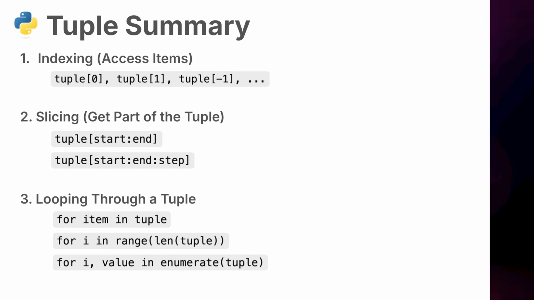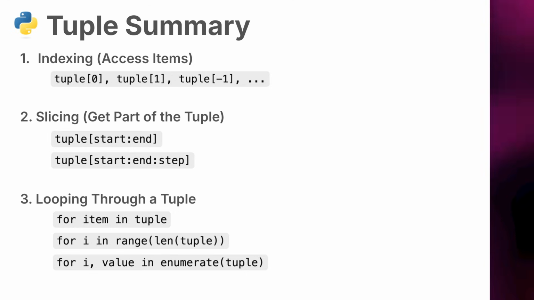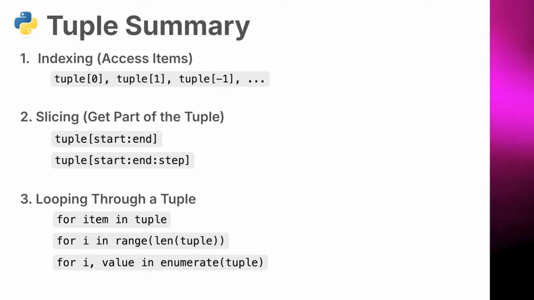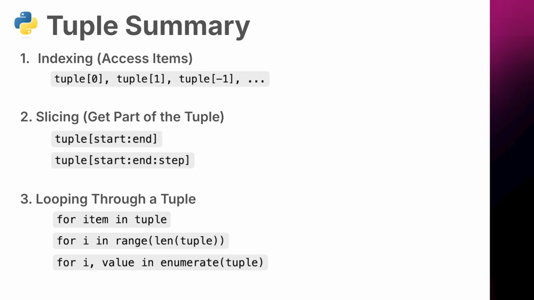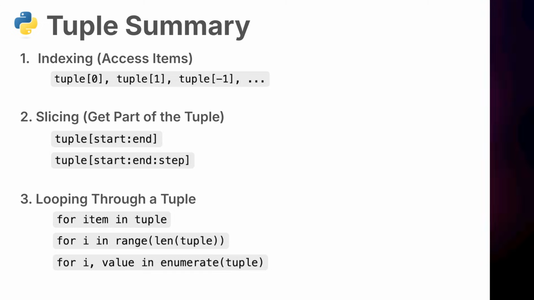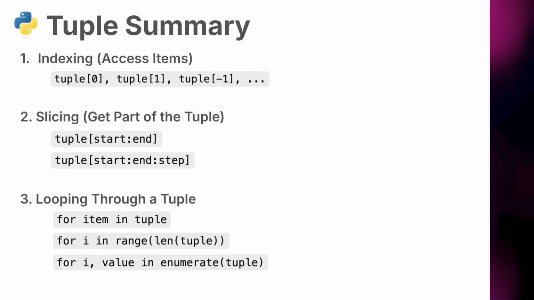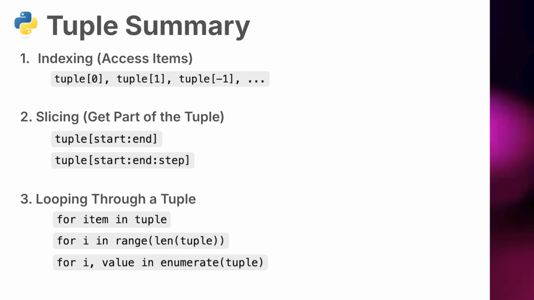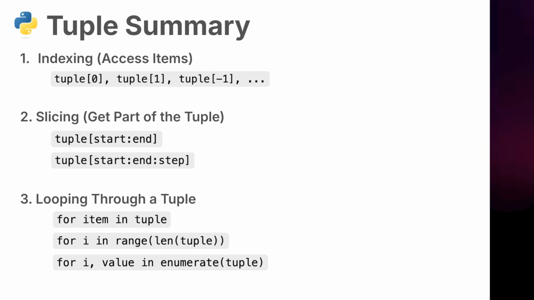3. Looping through a tuple. You can loop through a tuple using for item in tuple to read each item, for i in range(len(tuple)) to use index numbers, and for i, value in enumerate(tuple) to get both index and value together. Since tuples are immutable, you can't change their contents, but they're great for storing fixed collections of items like coordinates, settings, or constants.